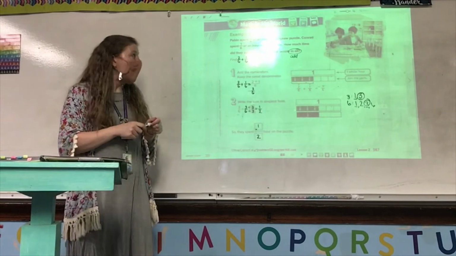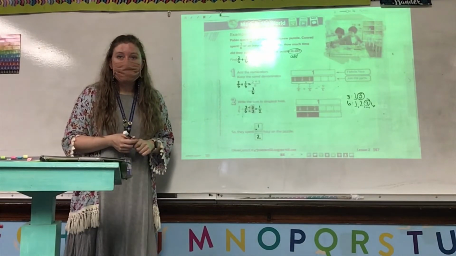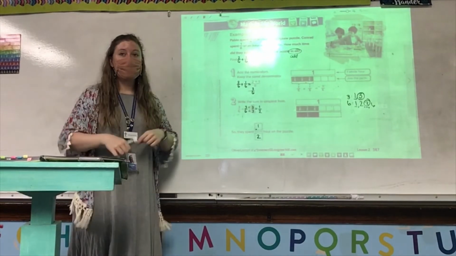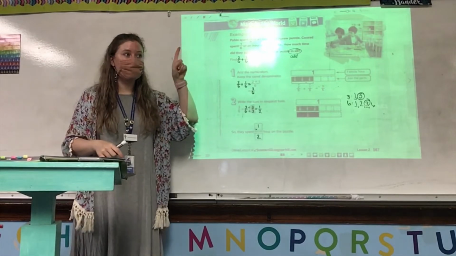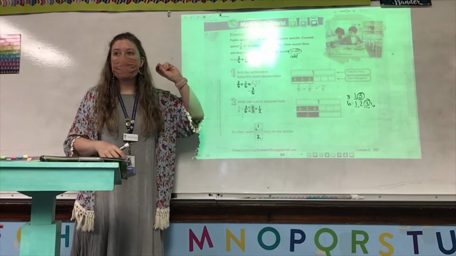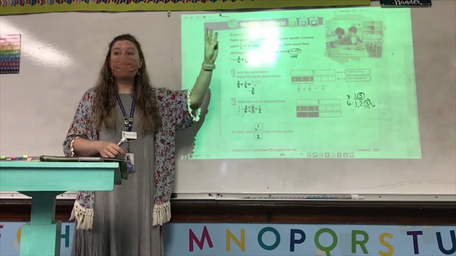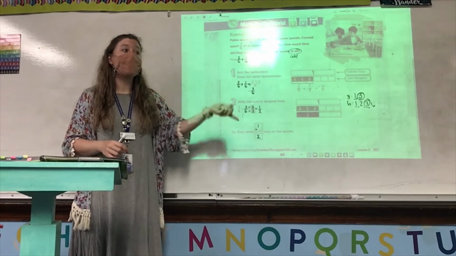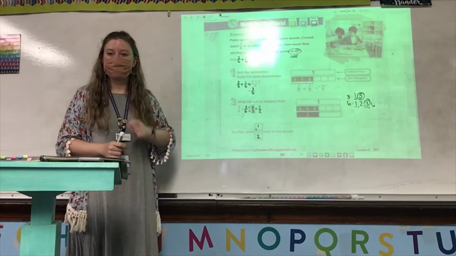So, when we add fractions, add like fractions. Step 1, add the numerators. Step 2, denominator stays the same. Step 3, check for simplest form, and then put it in it if it needs it.